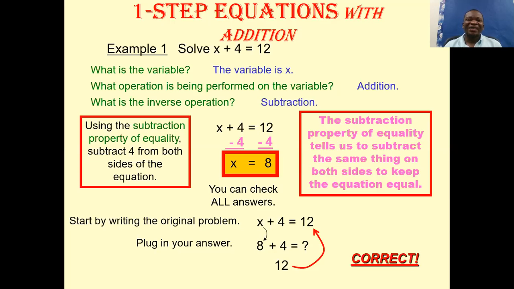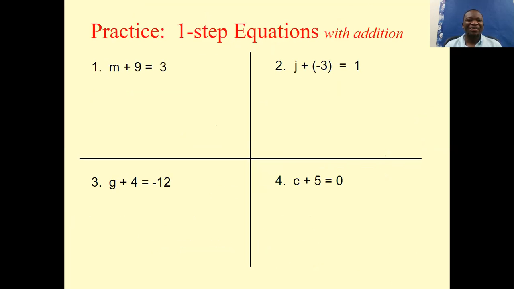First, what is the variable in the equation? Second, what operation is being performed? And then 3, what is the inverse operation? If you're able to answer these questions, you will be able to solve this one-step equation with ease. Let's take some more examples. Example 2, we have m plus 9 equals 3. You ask yourself those 3 questions.